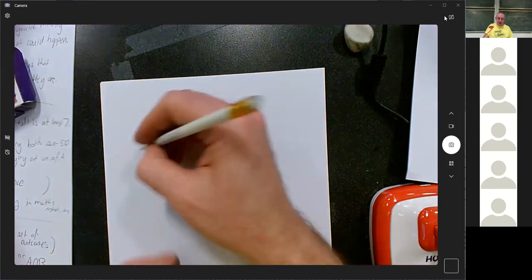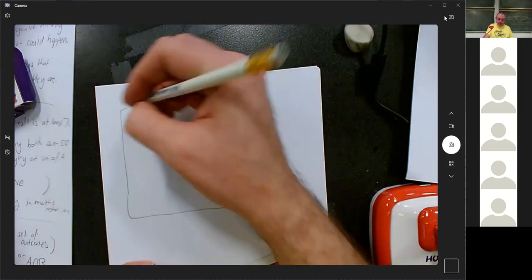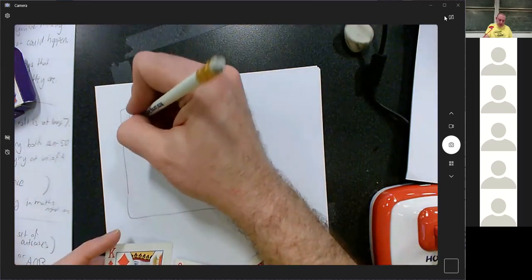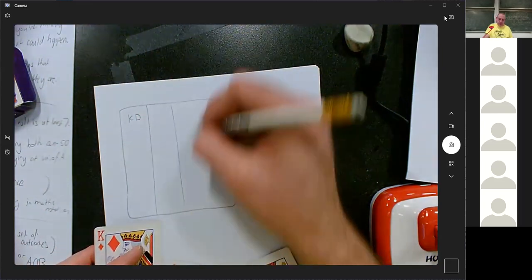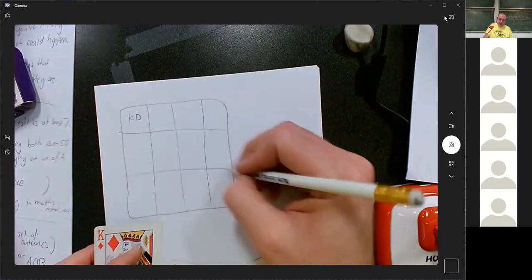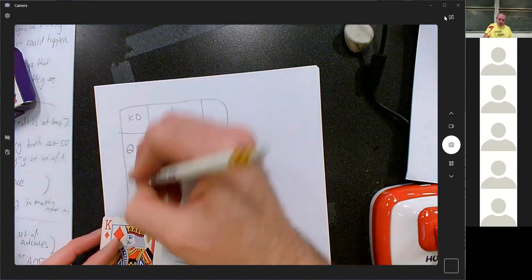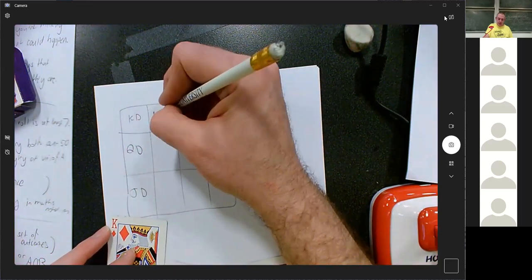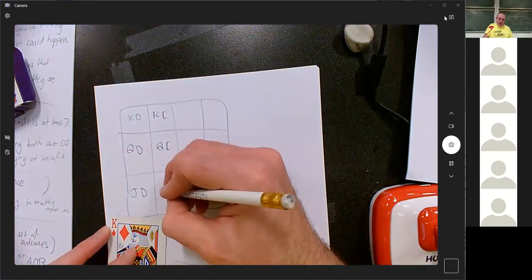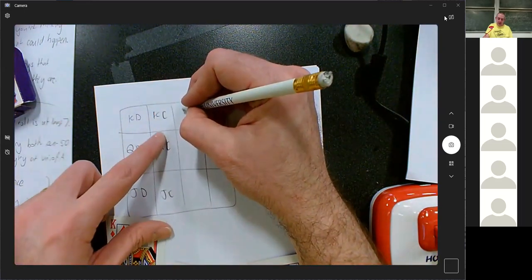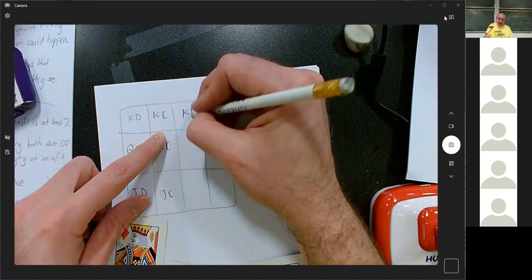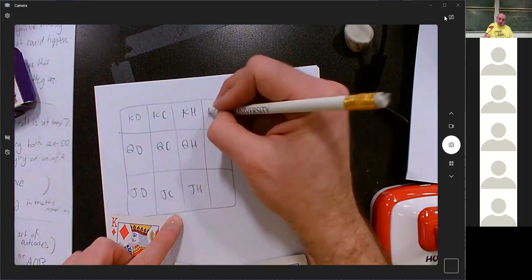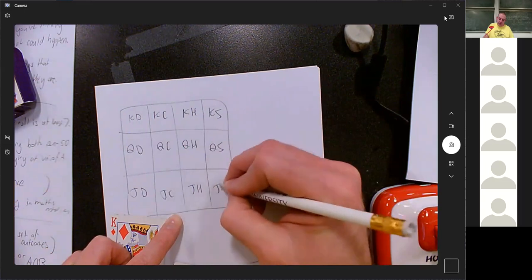So I'm just going to draw a picture of it. And so I had the King of Diamonds and the Queen of Diamonds and the Jack of Diamonds and the King of Clubs and the Queen of Clubs and the Jack of Clubs and the King of Hearts and the Queen of Hearts and the Jack of Hearts and the King of Spades and the Queen of Spades and the Jack of Spades.